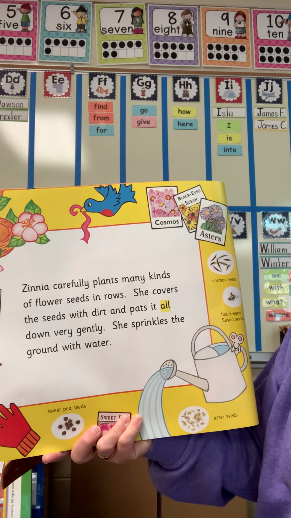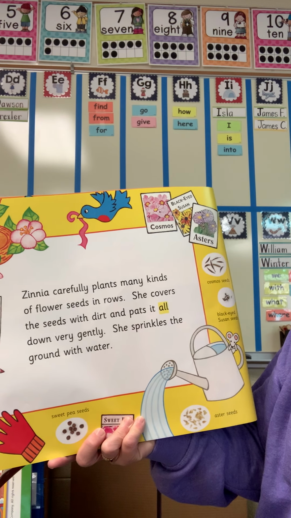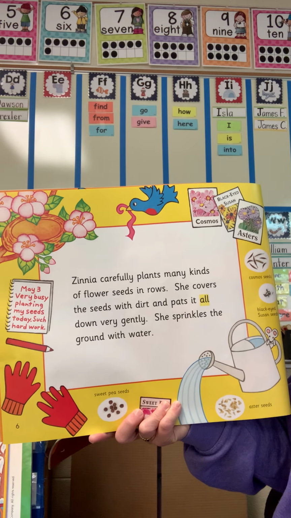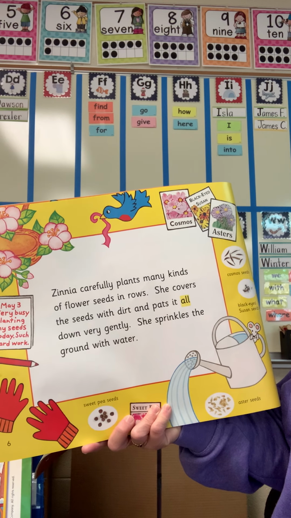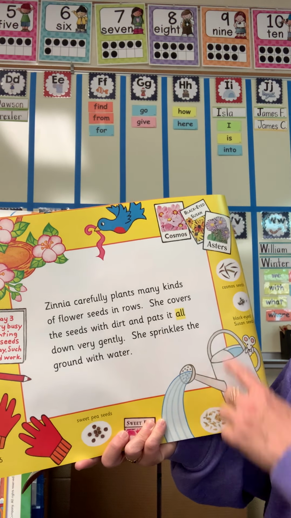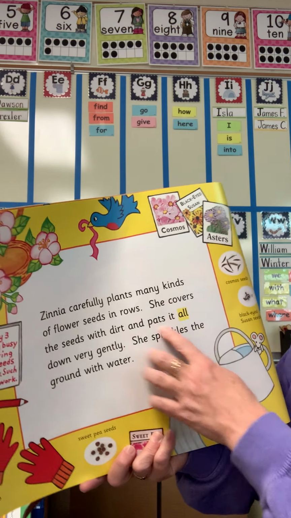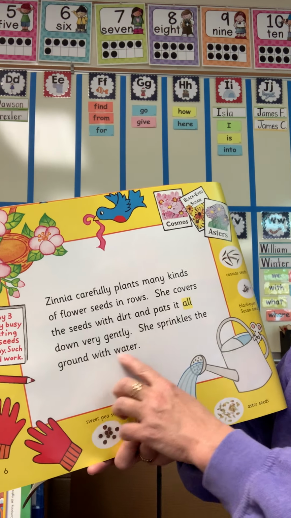Zinnia carefully plants many kinds of flower seeds in rows. She covers the seeds with dirt and pats it all down very gently. Are you noticing our sight words? She sprinkles the ground with water.